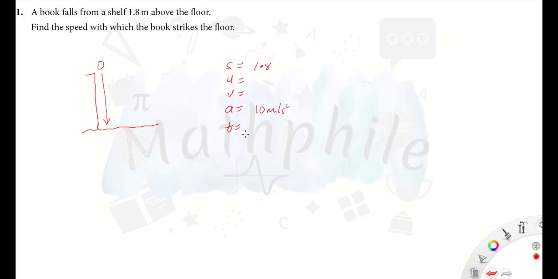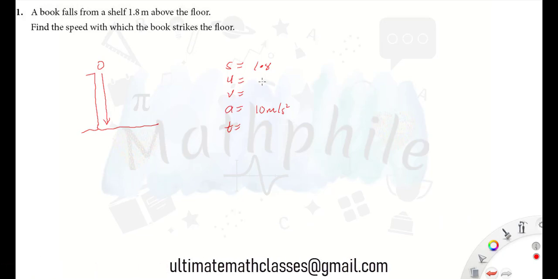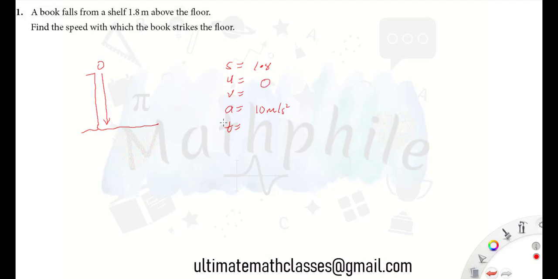Now, we've gotten two values. And so far, you should know that to solve any kinematics question using Suvat equations, you need at least three values given. So what do you think is the missing value? Initial velocity is zero. Good. The initial velocity is zero. So at this point, you can find anything.